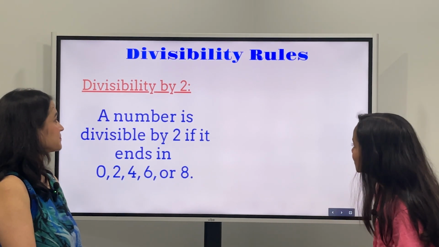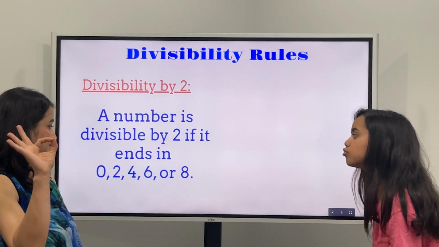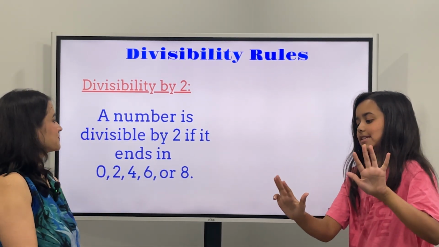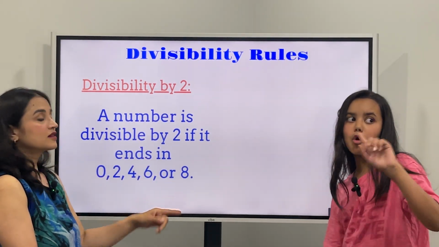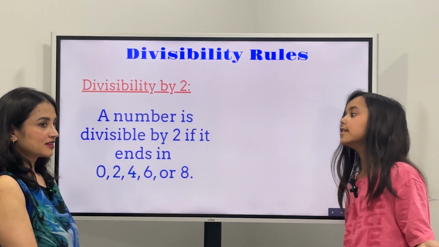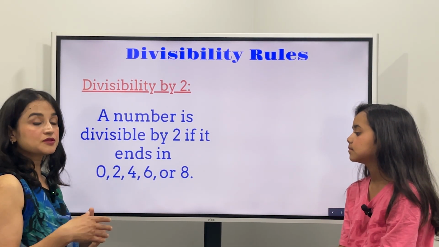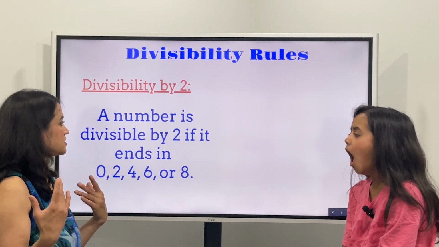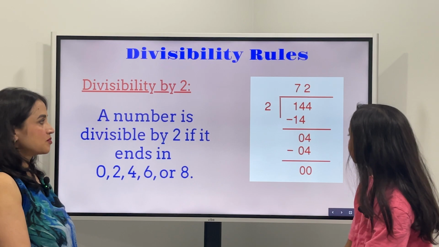Divisibility by 2. A number is divisible by 2 if it ends in 0, 2, 4, 6, or 8. Not 1, 3, 5, 7, or 9. So if 0, 2, 4, 6, or 8 is at the end, it will be divisible by 2. If not, there is a remainder, which is 1. Okay, let's see some examples.